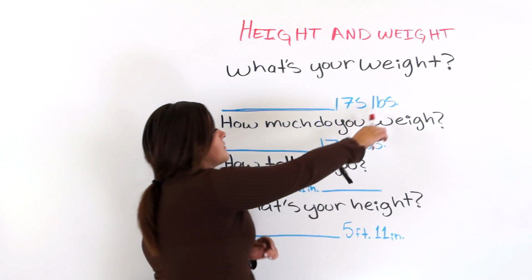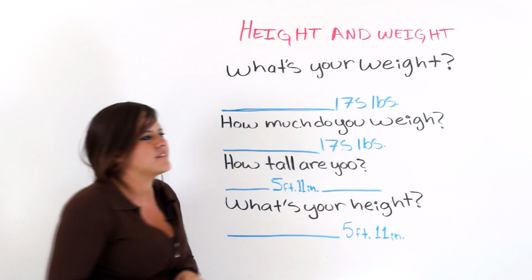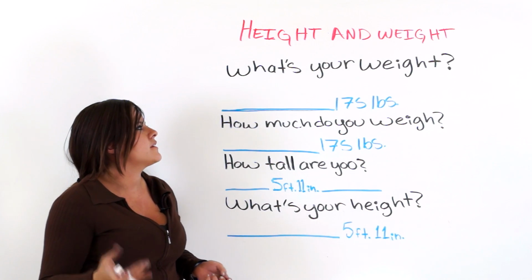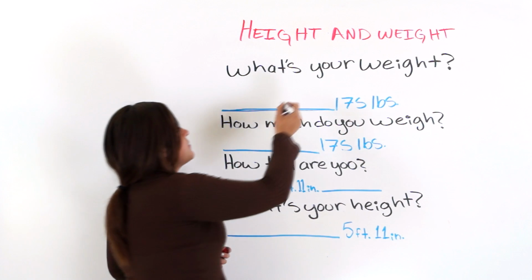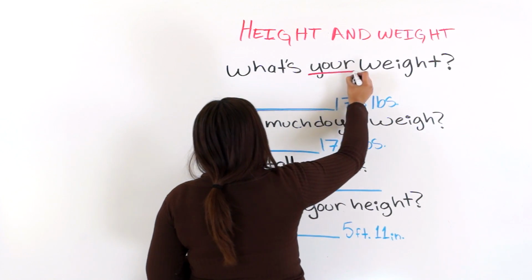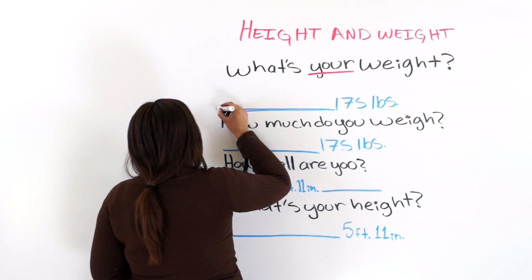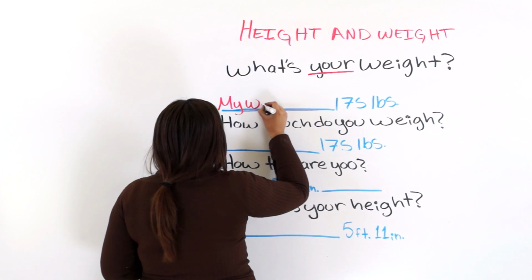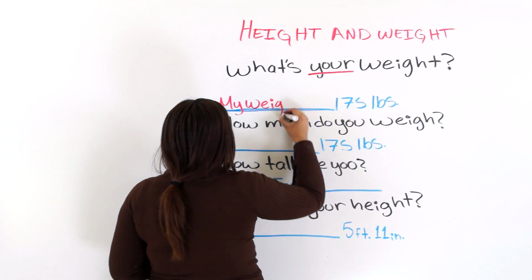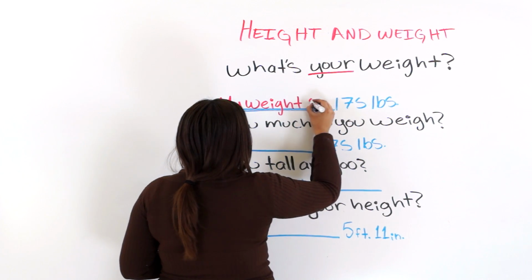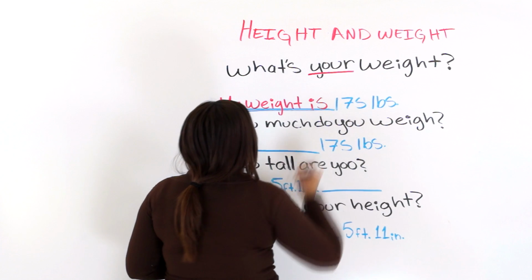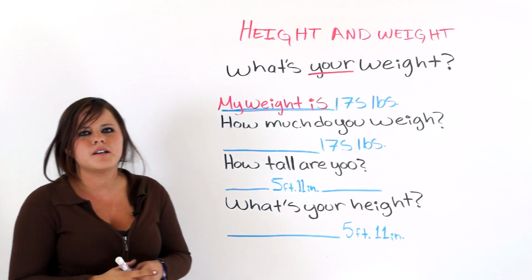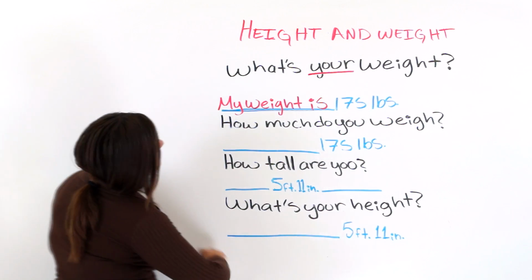This is the abbreviation for pounds, LBS, pounds, okay? What's your weight? I weigh 175 pounds. Or, because you're using your, you can answer, a little bit more correctly, with my: my weight is 175 pounds.